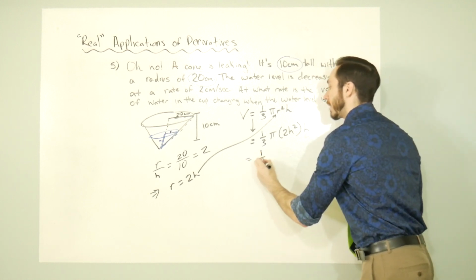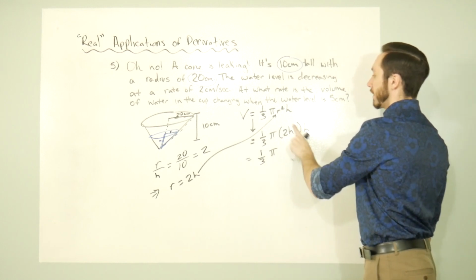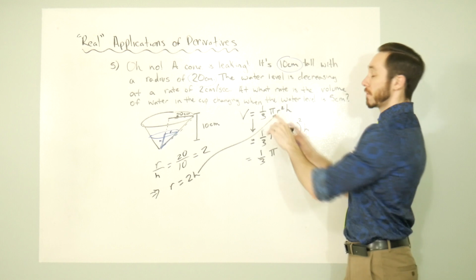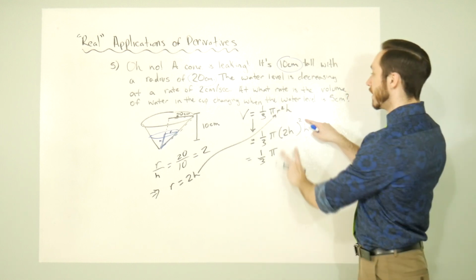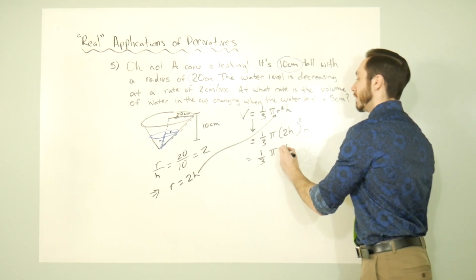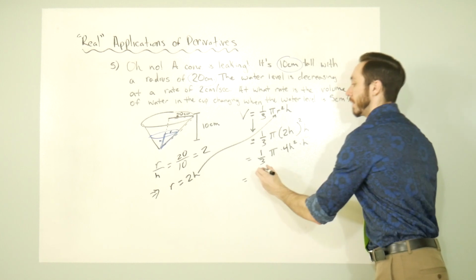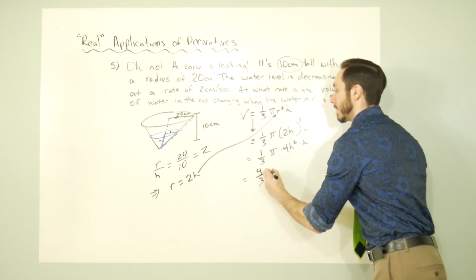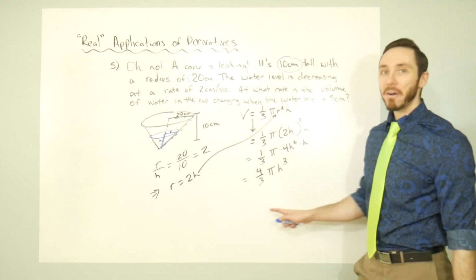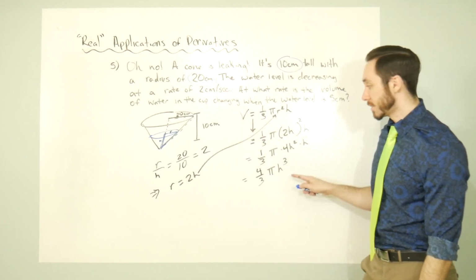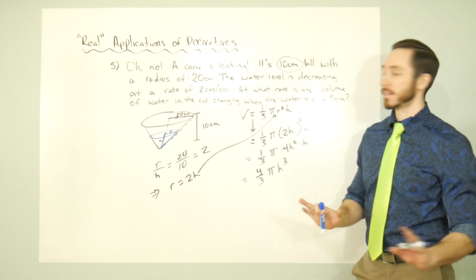This is going to be 1/3 pi. Oh, I put the square in the wrong position. Sorry. I'm squaring all of the radius. If the radius is 2h, I'm squaring all of 2h. So 2h squared will be 4h squared times h. And then after some cleanup here, I have 4/3 pi times h cubed. Okay, I now have my volume expressed as just one variable, which makes life so much easier.